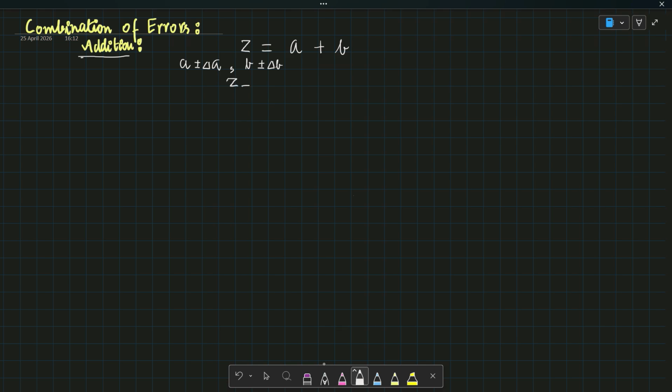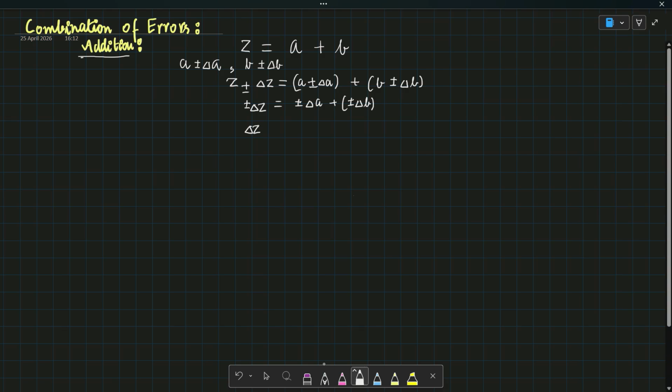And when we add this, we get the quantity Z, and that should be Z plus minus delta Z, and this should be equal to A plus minus delta A plus B plus minus delta B. So we can see that A plus B is Z. So we see that plus minus delta Z, or error in Z, is plus minus delta A plus minus delta B.